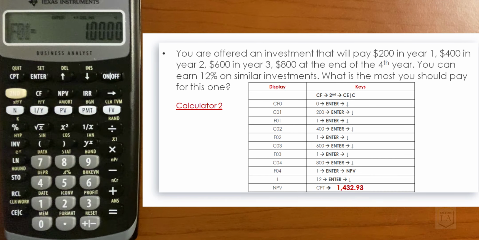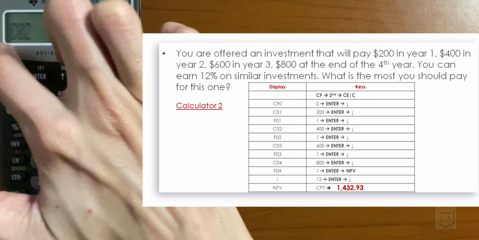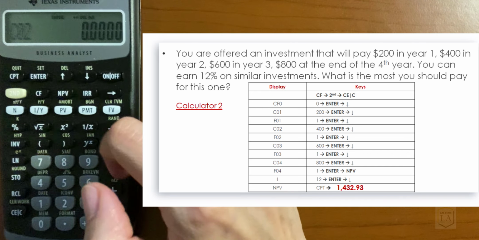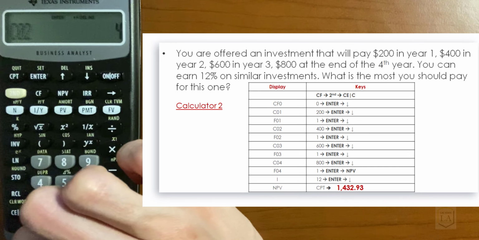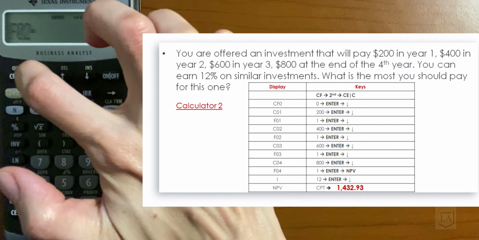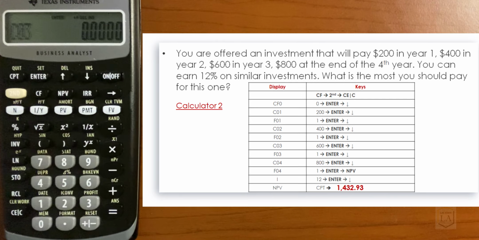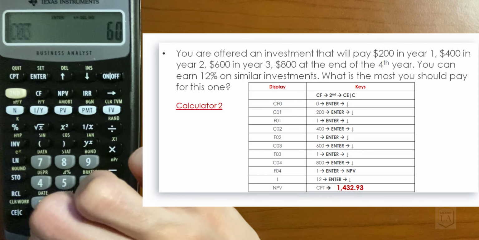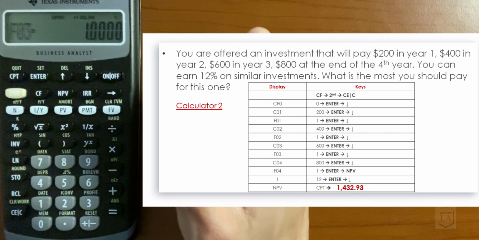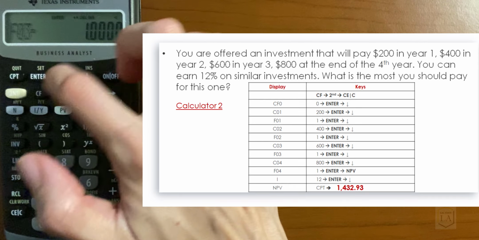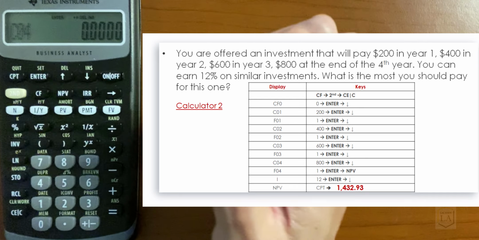And then you will come across C02, which means cash flow in year 2. The cash flow in year 2 was 400. Don't worry about positive, negative. It's just going to be positive. Enter, then down arrow. And you will see F02 one more time. Don't worry about it. It's just 1. So enter and down arrow. And you will see C03, which means cash flow in year 3. And that would have to be 600, enter, down arrow. F03, once again, that's just the default number, enter, down arrow.